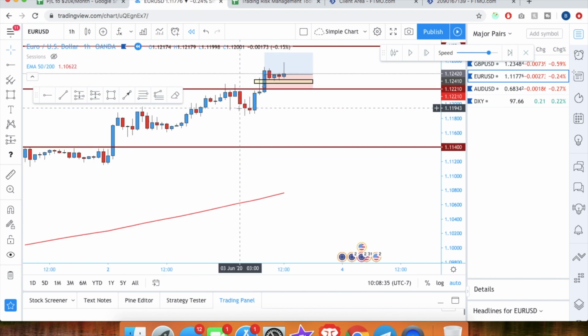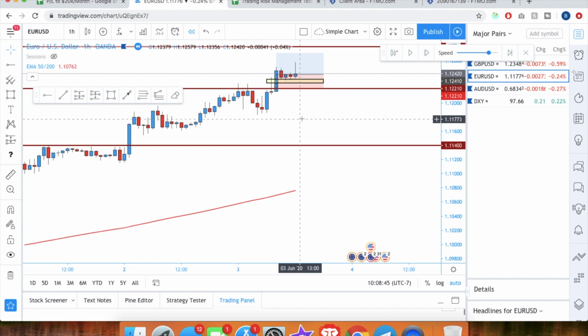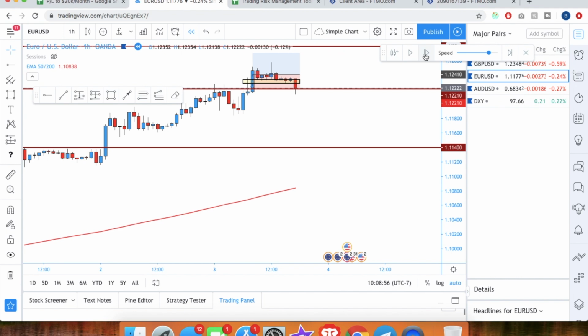But my strategy requires me to break and retest, so I should have waited for it to come to this level to retest, and that would have been a better trade. So I considered this a bad trade, and it also ended up being a loser, as you'll see in a little bit. And right there I got stop lossed for negative 20 pips.